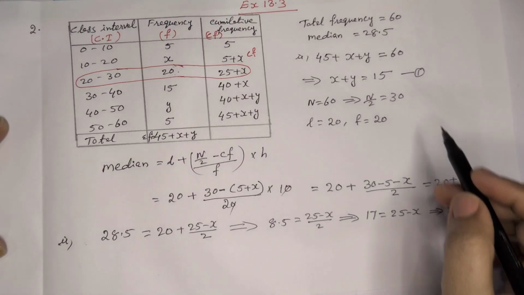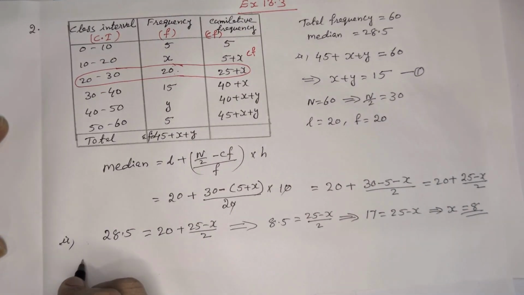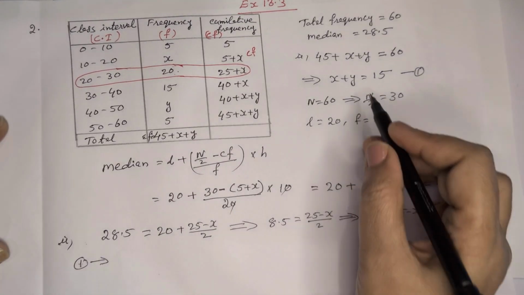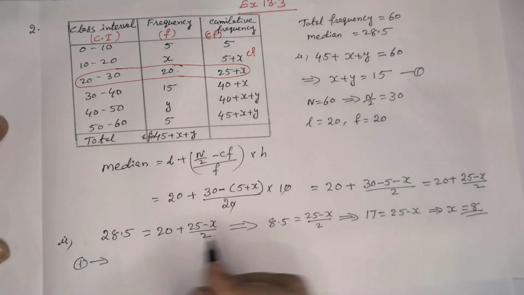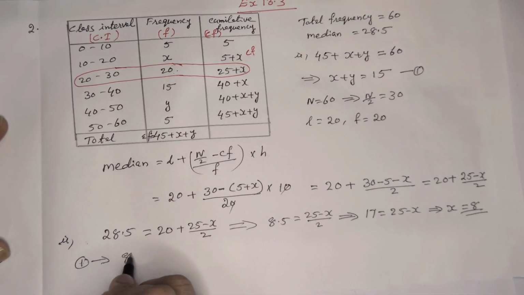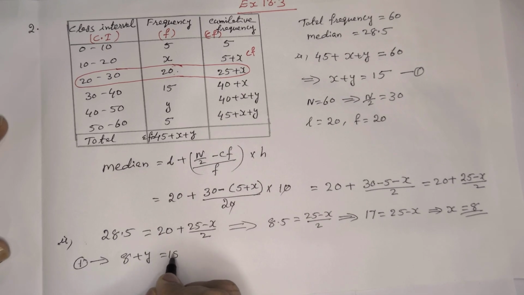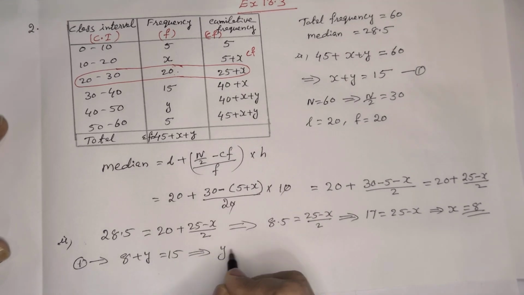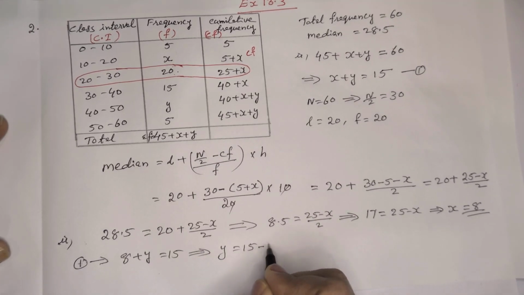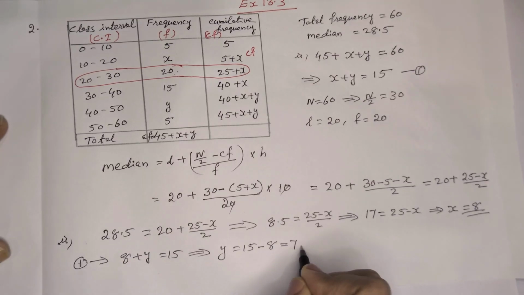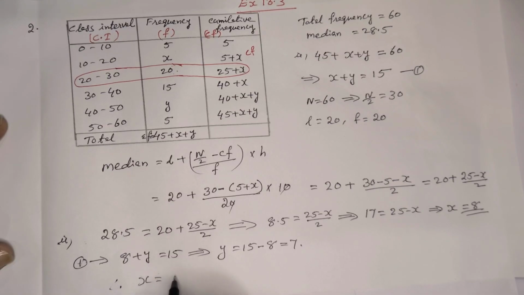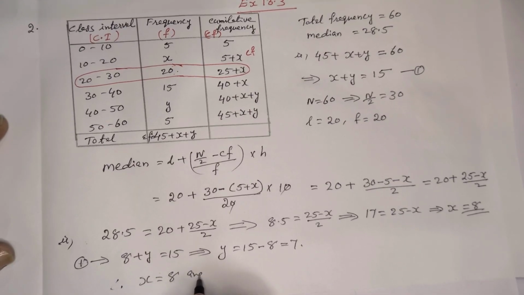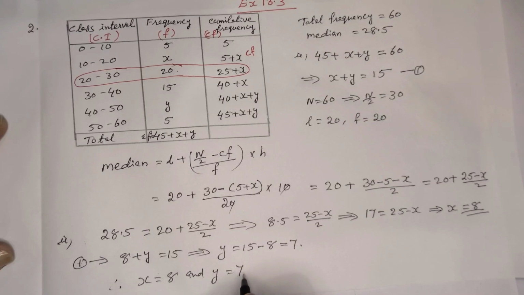Now put that value in equation number 1. So equation 1 gives x plus y is equal to 15. In place of x we can put 8. 8 plus y is equal to 15, which implies y is equal to 15 minus 8, which is 7. Therefore, the values are x is equal to 8 and y is equal to 7.